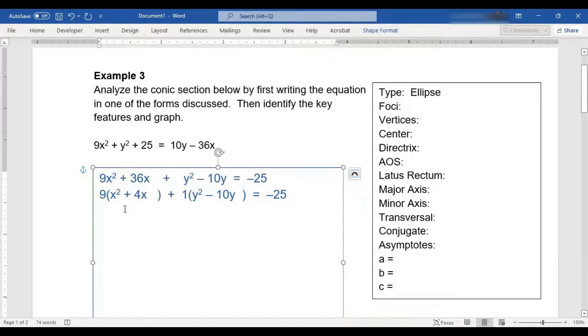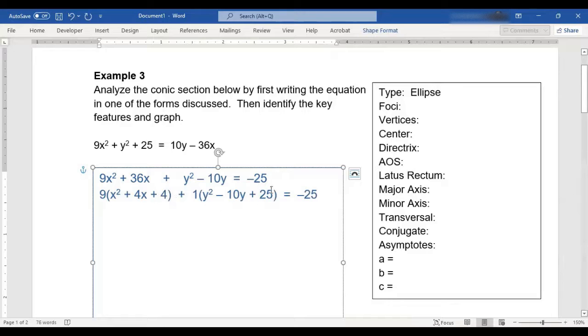Now I have to complete the square. To do that, I'm just paying attention to what's inside the parentheses here to start. So I have a plus 4. Half of 4 is 2, and then 2 squared is 4. Same thing here: half of 10 is 5, and 5 squared is 25.